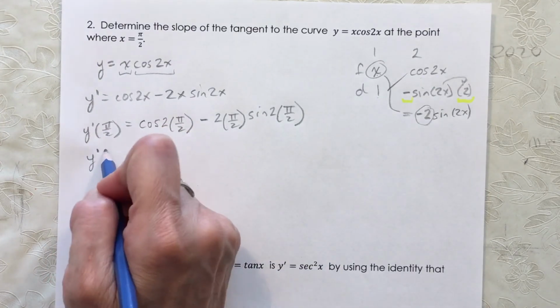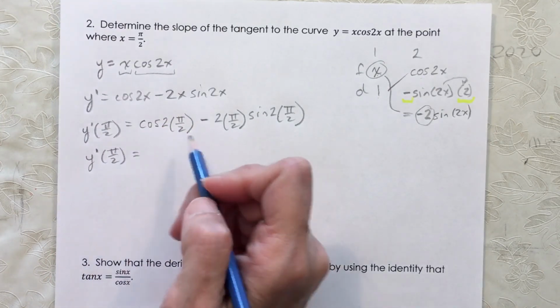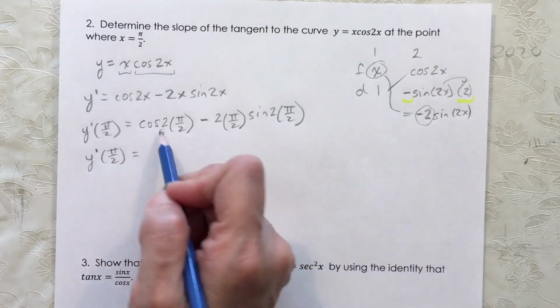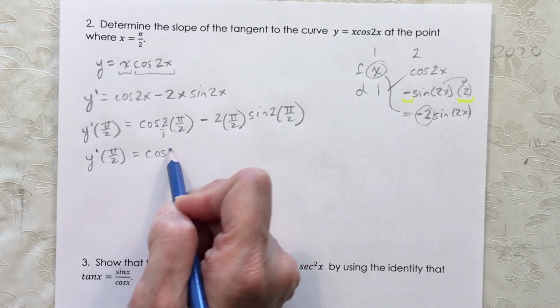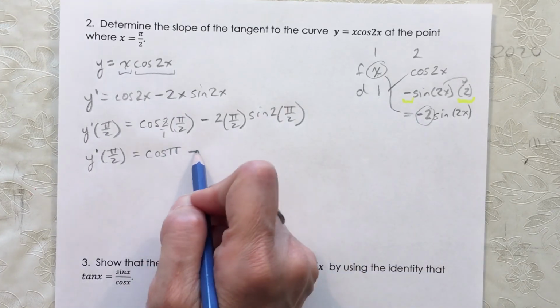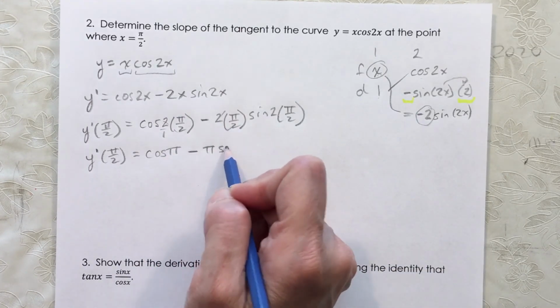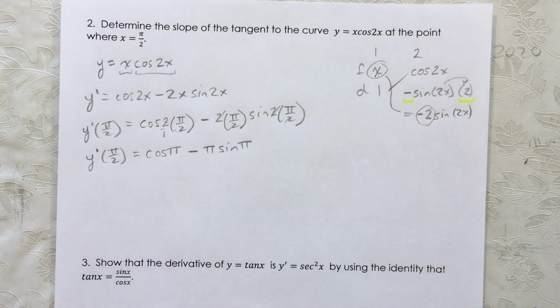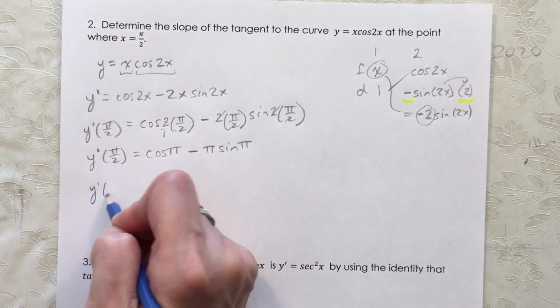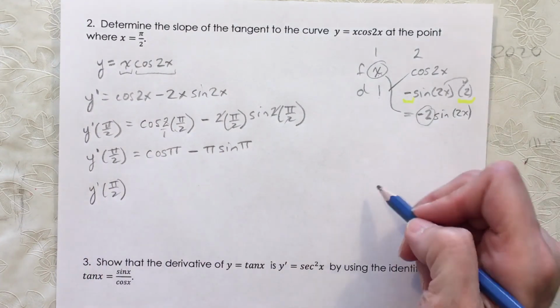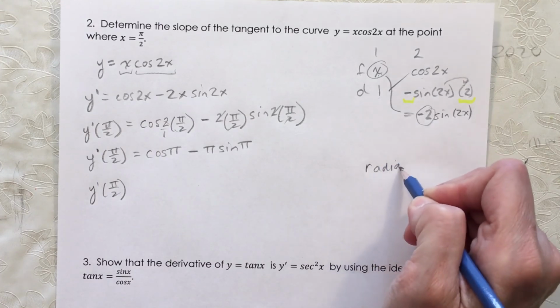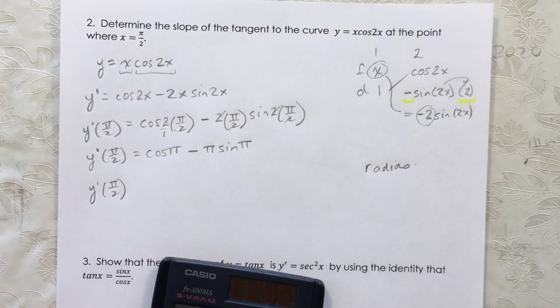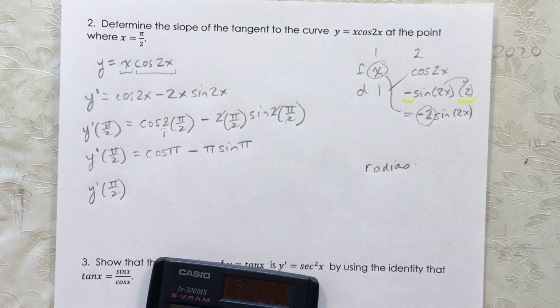So y prime, or the slope of the tangent at pi over 2. So 2 times pi over 2 just gives you pi, so the cos of pi minus pi times the sine of pi. So if you don't remember them from your unit circle, you can make sure your calculator is in radians and type in the cosine of pi. So if I was going to do that, I would have to make sure I was in radians. Right now I'm in degrees, so I'd have to put it into radians.